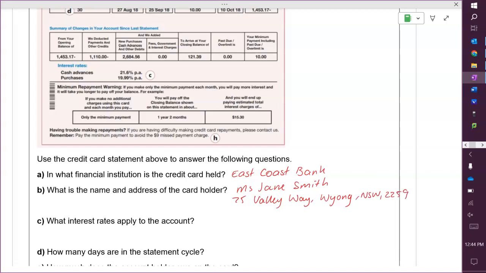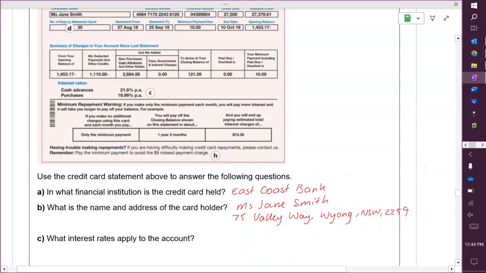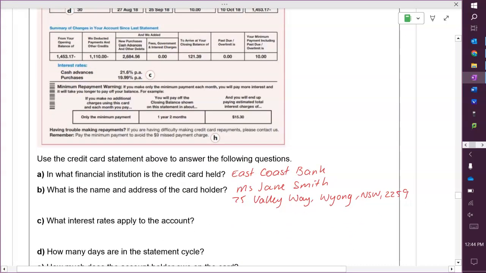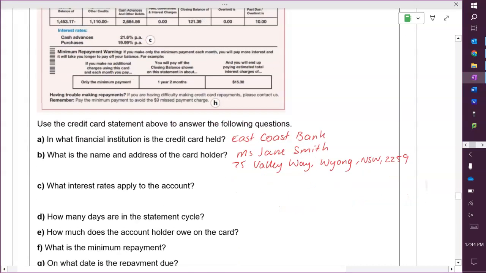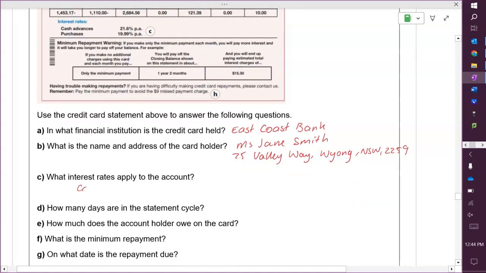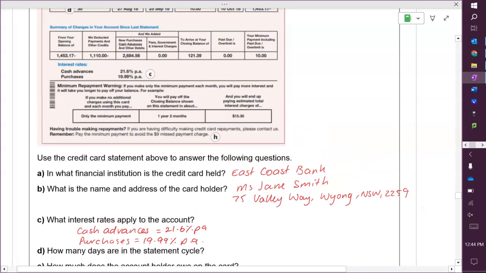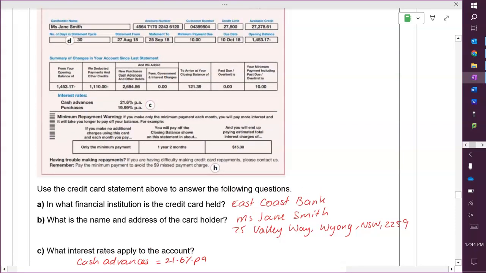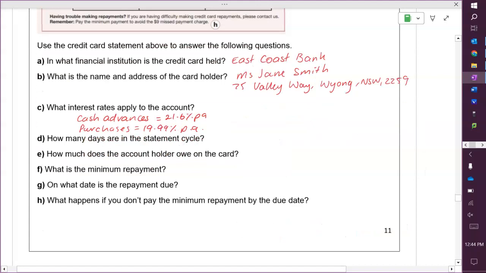What interest rates apply to the account? The interest rates we're looking at are these ones here. We have two, the two we just spoke about a moment ago. We have cash advances, which is at 21.6% per annum, and you have purchases, which is at 19.99% per annum. How many days are in the statement cycle? We look up here, number of days in statement cycle, so there are 30 days.